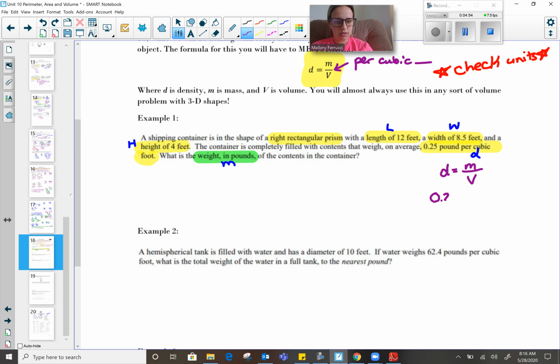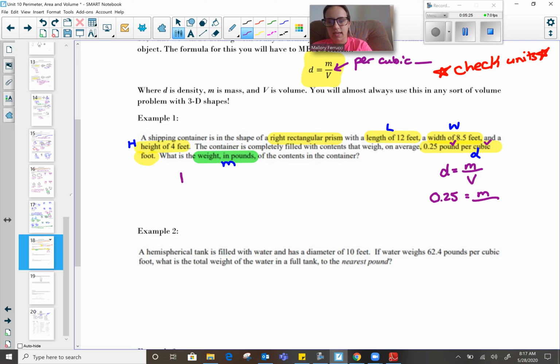0.25 pounds. We need it in pounds. Okay, so that's good. And then cubic foot, feet, feet, feet. So that's good, all of the units check out. Pounds for the mass, cubic feet, all 3 of those should be in feet. We're trying to find the mass, which means we need to find the volume first.